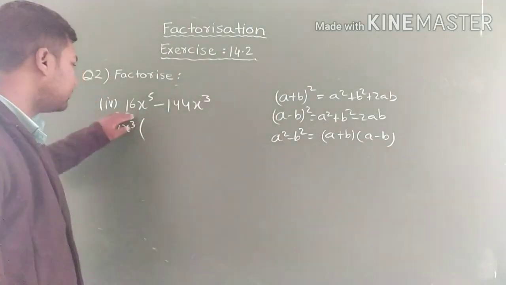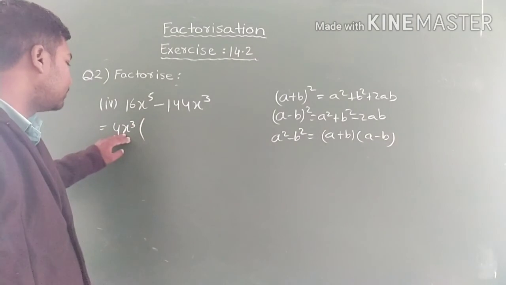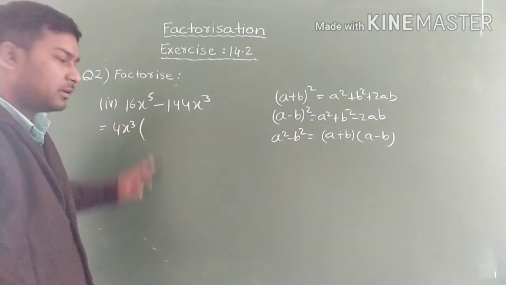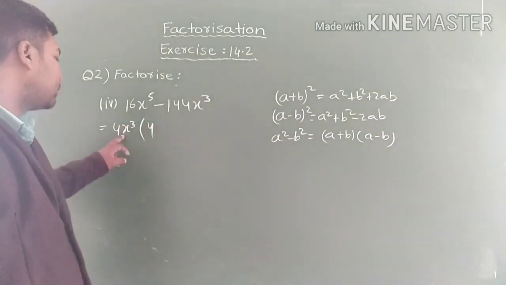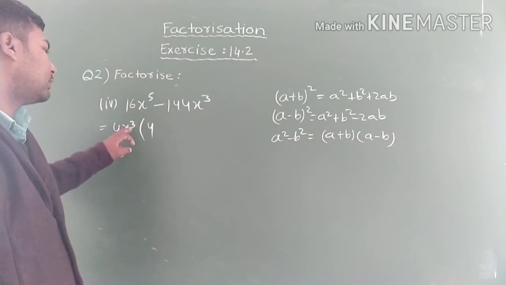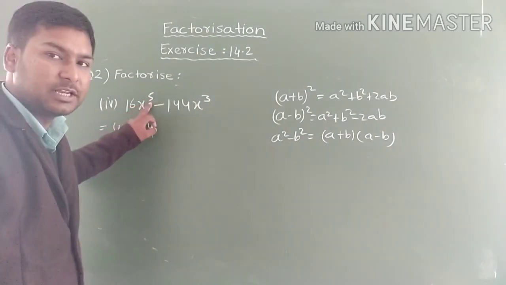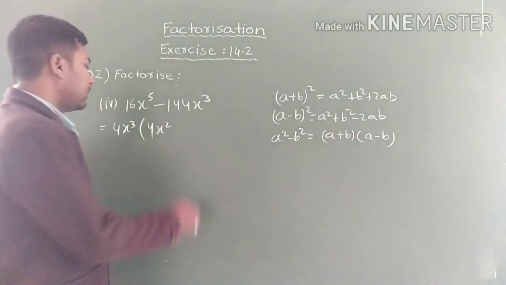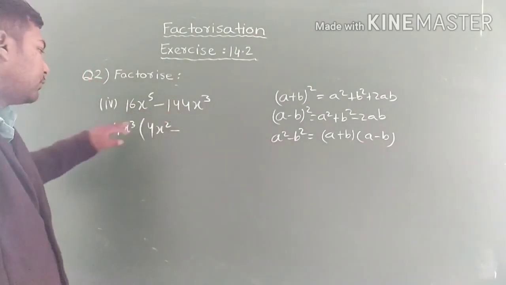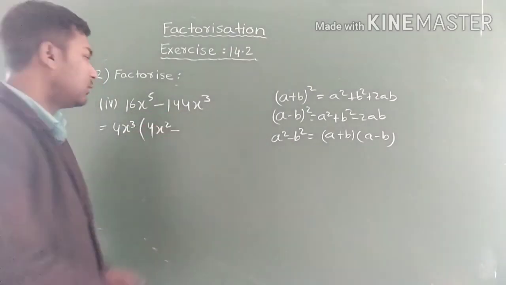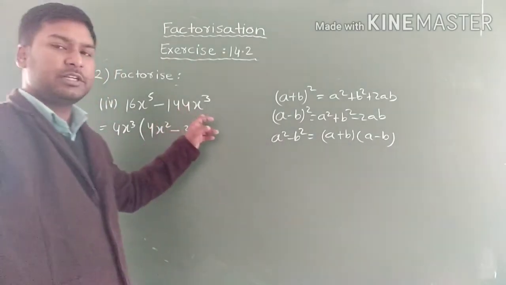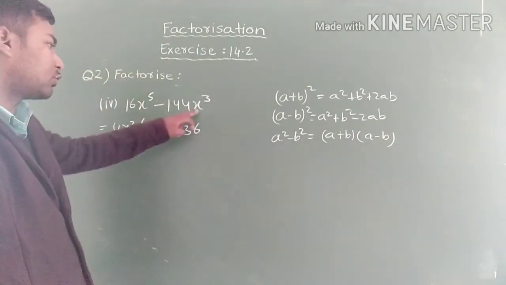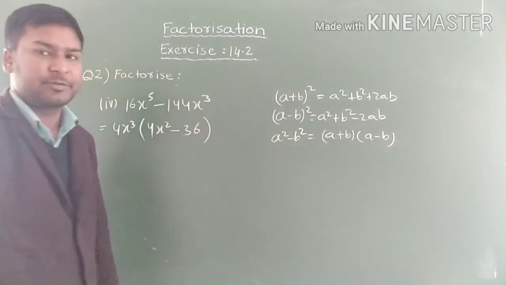What is left in the first term? Just divide 16x to the power 5 by 4x cubed. 4 times 4 is 16, so 4 is left. x cubed and x to the power 5, so x cubed cancels out. How many powers are left? x to the power 2 is left. So it will be 4x square. Now minus 144. 4 is common, so what is left? Just divide it. 4 times 3 is 12, carry 2, 24. 4 times 6 is 24. So 36. x cubed is also common, so only 36 is left.